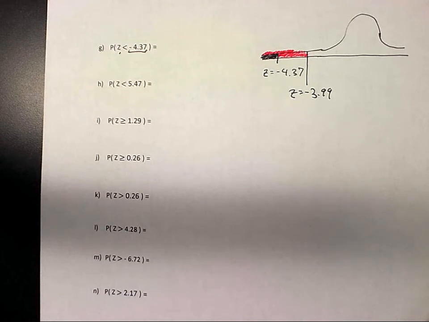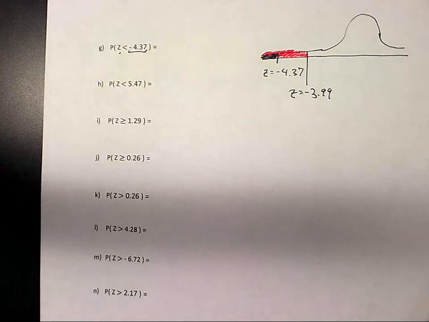Well, now here's the thing. I'm not going to shade all the way up to 3.99. I'm going to stop short of that. I'm going to stop at negative 4.37. So if here we've shaded in approximately 0% of the graph, then here we should shade in less than that, a smaller percentage than that. So here we're definitely shading in approximately 0% of our graph.